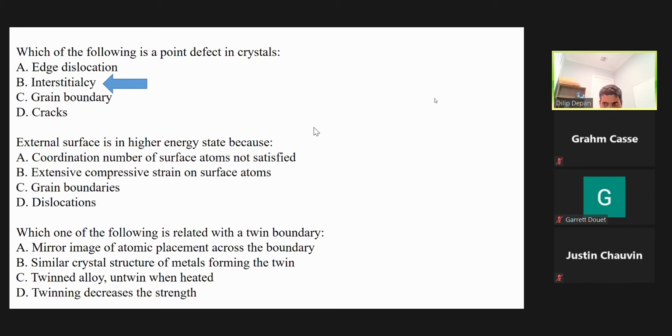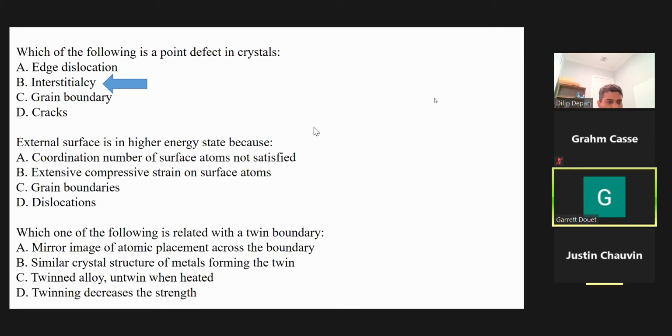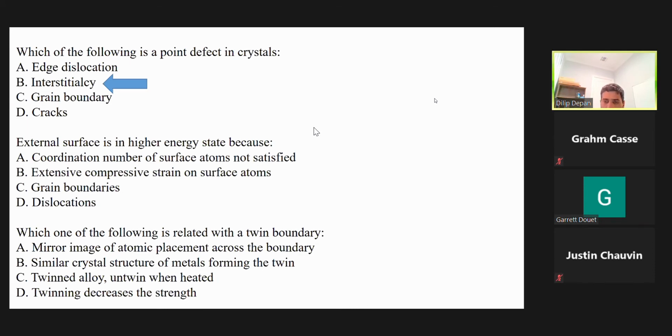Right. External surface is in higher energy state because coordination number of surface atoms not satisfied, extensive compressive strain on surface atoms, grain boundaries, or dislocations. Would be A. It's A. Coordination number is not satisfied. That's why the external surface, or a free surface, or just the surface, is in a higher energy state.